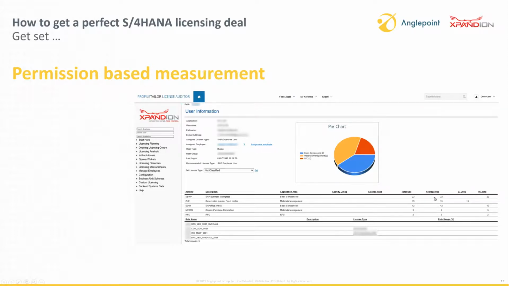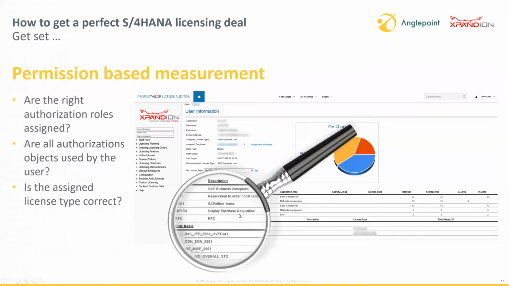And then we can even see how often some of those authorization objects have been used. That's exactly the power of the tool. So we can have that view on those different users and help to actually optimize and then assign the most appropriate license type in accordance to those authorizations.